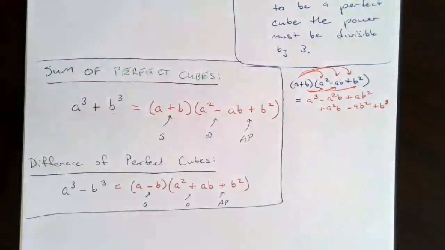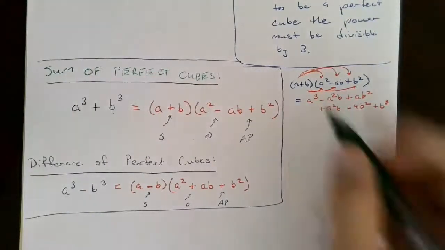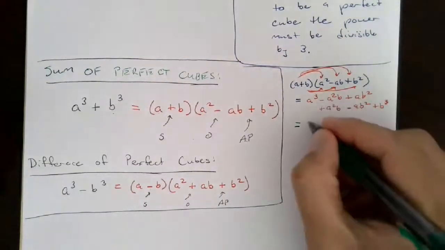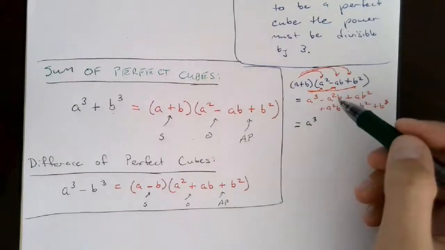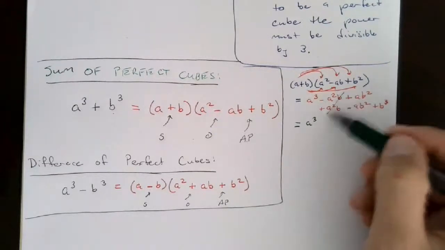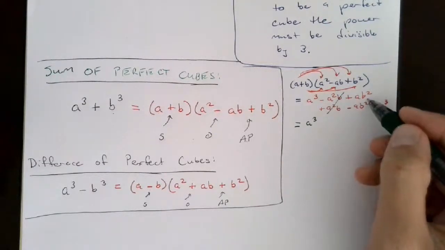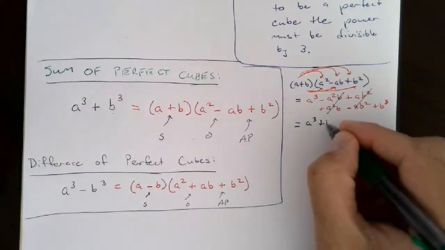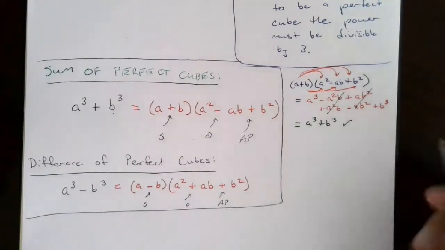So then you want to simplify this. Simplifying this, taking a look, what do you have? Well, you have a cubed stays a cubed. Combining like terms, negative a squared b plus a squared b, they cancel out. Positive ab squared minus ab squared, they're like terms, they'll cancel out, and you have a cubed plus b cubed, so it checks out, so that's how it factors.